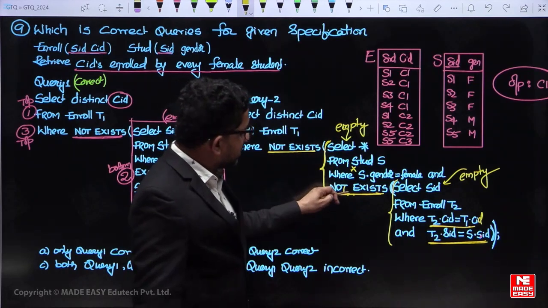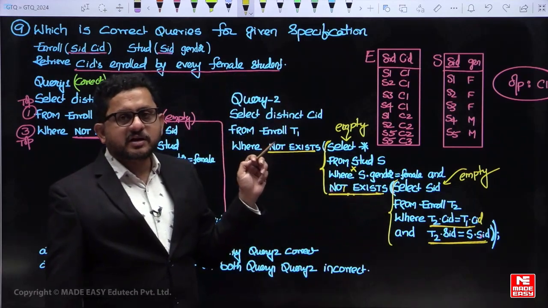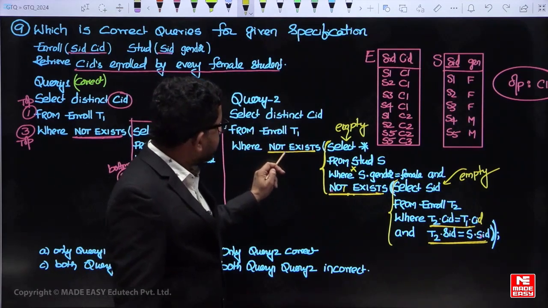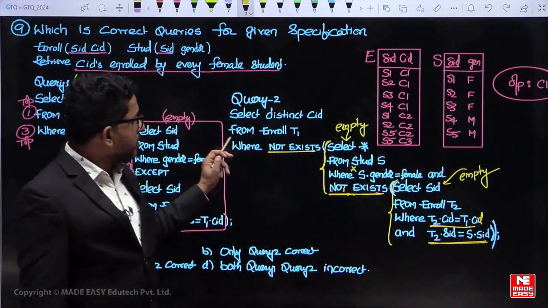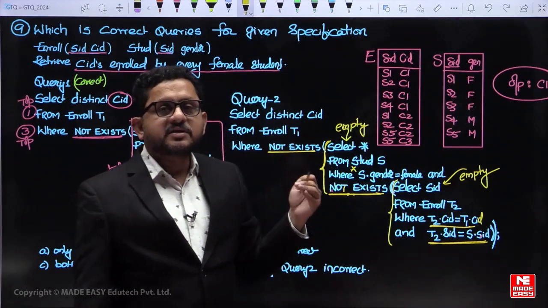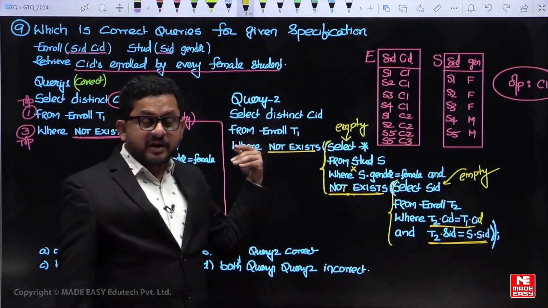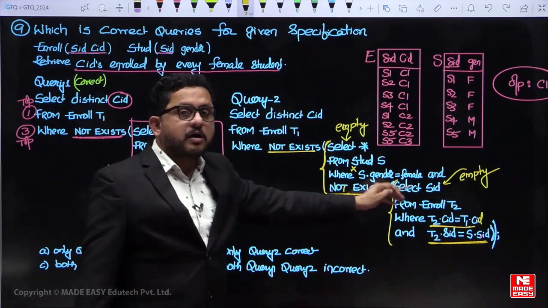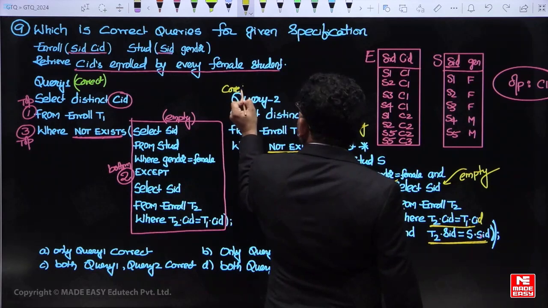No female student is left who has not enrolled in that course. Retrieving courses such that not exists a female, not exists enrollment. Not exists a female who has not enrolled. Okay, it means that every female student has enrolled in the given course. That course has been enrolled in by all the females. So this is also a correct query for the given specification.